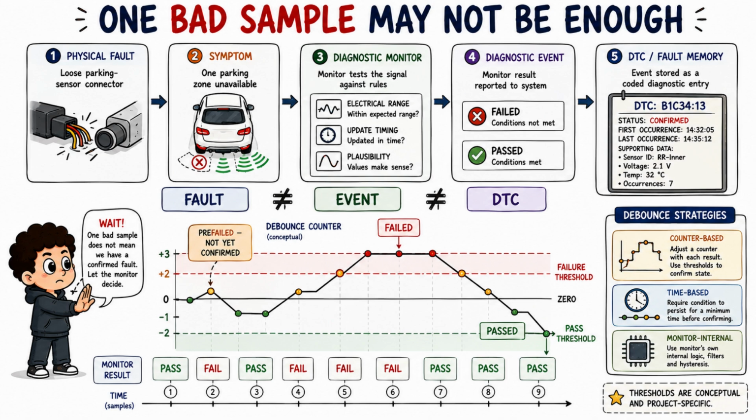AUTOSAR diagnostic monitors can report intermediate results, commonly described as pre-failed and pre-passed, when the configured DEM debouncing mechanism is being used. Once qualification is complete, the event becomes failed or passed. Debouncing is not intended to hide a real problem. It filters behavior according to the diagnostic requirement. A serious hardware condition may require immediate qualification, while a noisy measurement may require several samples or a defined duration.